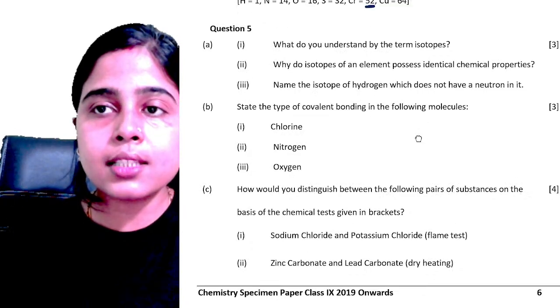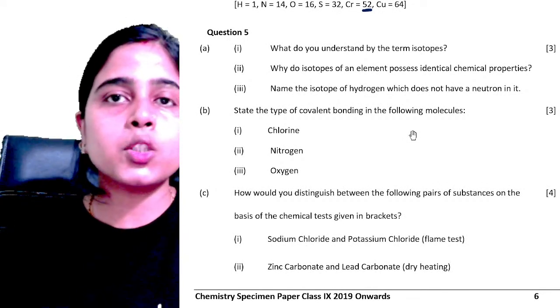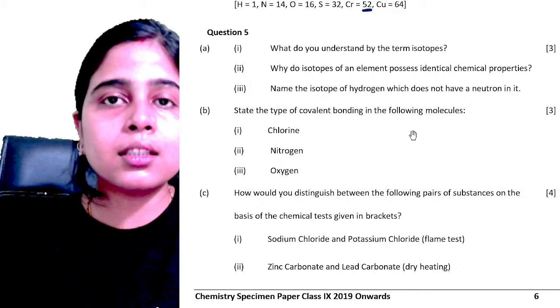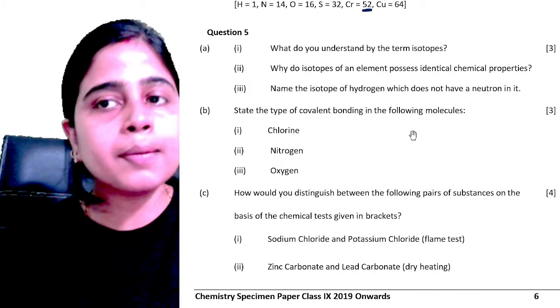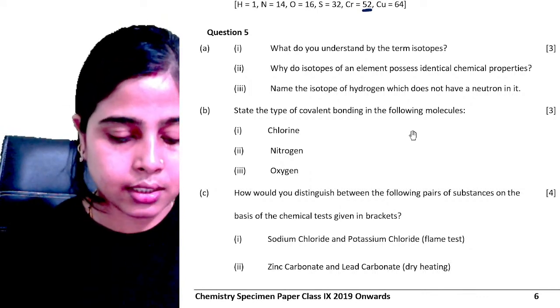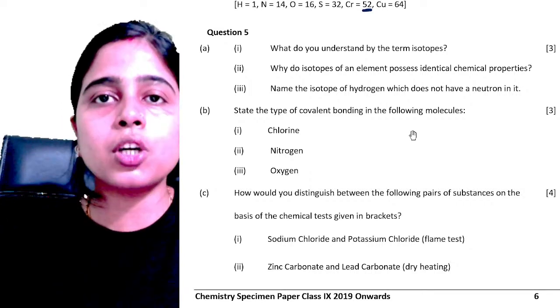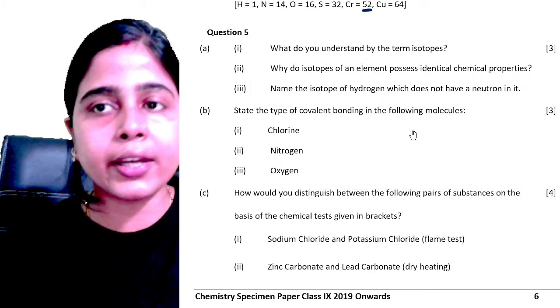Okay, so try to answer this. What do you understand by the term isotopes? Isotopes are atoms of the same element having the same atomic number but different atomic masses. Yes, very good. Same atomic number but different atomic masses, like your protium, deuterium and tritium. These are the isotopes of your hydrogen atom.